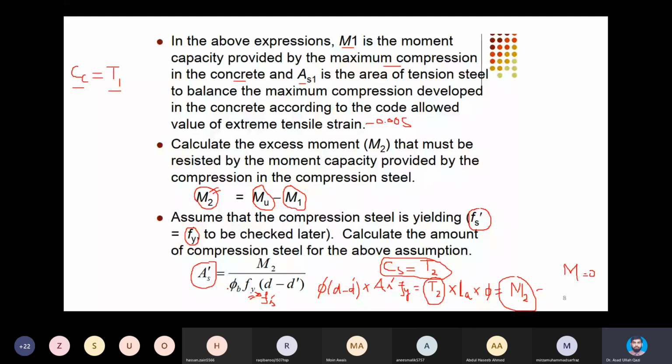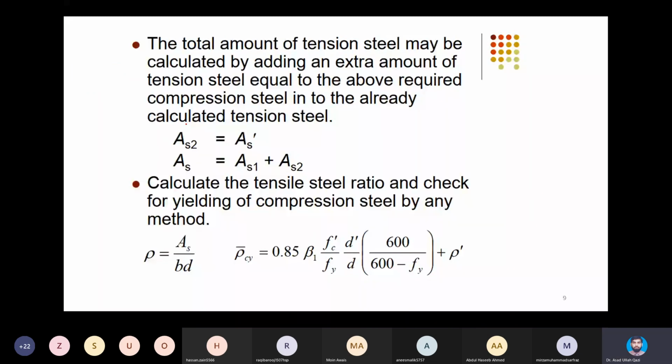So I am using AS prime, and based on that I'm using Fy, and based on that I'm calculating AS prime. And what AS prime I got, I will call this AS prime actually AS with subscript 2. Earlier I got AS1, now I got AS prime, and that AS prime I am just calling equal to AS2. On the compression side, it is AS prime.